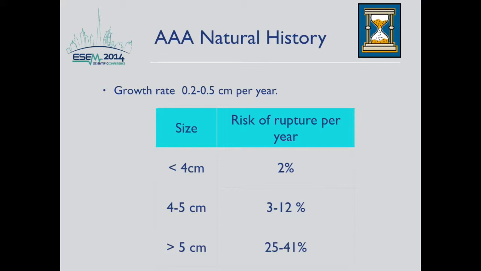Much research has been done to correlate the diameter of the abdominal aortic aneurysm and the risk of rupture. As you can see in this table, the larger the size of the abdominal aortic aneurysm, the higher the risk of rupture per year.